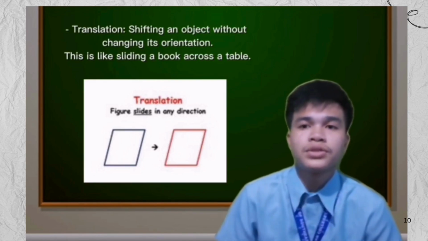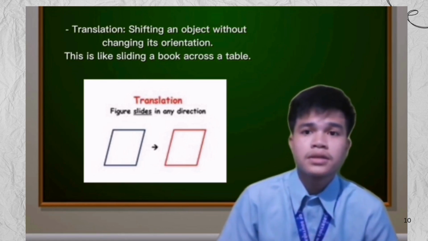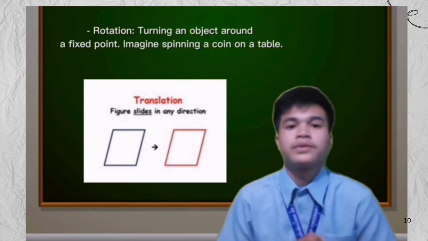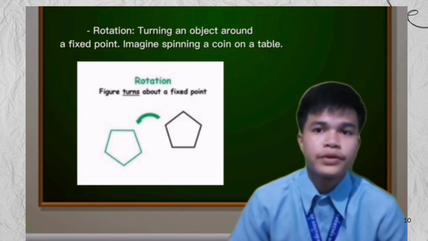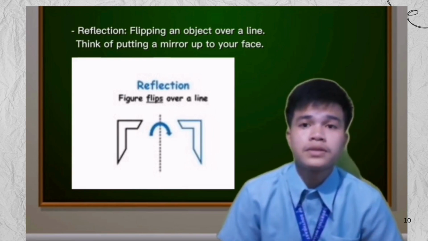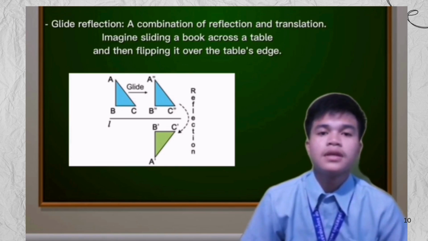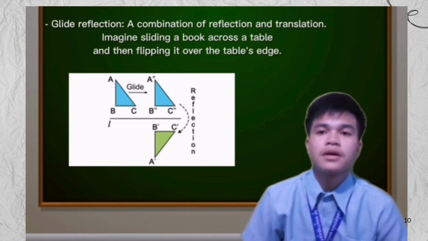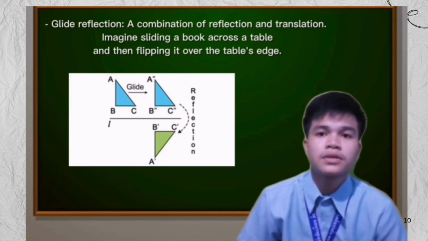Translation means shifting an object without changing its orientation. This is like sliding a book across a table. Rotation means turning an object around a fixed point. Imagine spinning a coin on a table. Reflection means flipping an object over a line. Think of holding a mirror to your face. And the last one, glide reflection, means a combination of reflection and translation. Imagine sliding a book across the table and then flipping it over the table's edge.